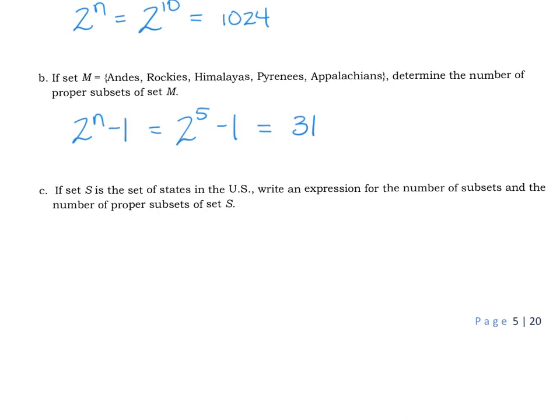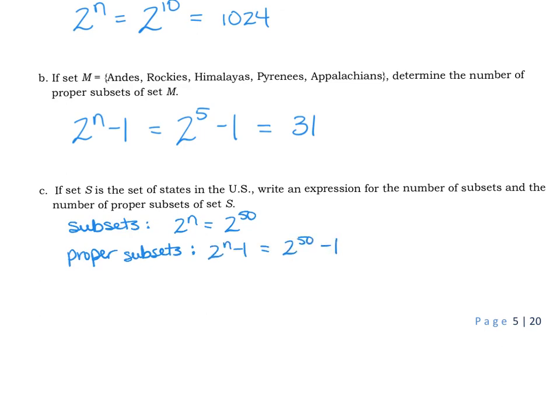And then finally, if S is the number of states in the U.S., write an expression for the number of subsets and the number of proper subsets. So the number of subsets, again, is 2 to the n, and in this case there are 50 states, so that would be 2 to the 50th power. For proper subsets, it's 2 to the n minus 1. So again, 50 states, take away 1. And it just is an expression. Your calculator will go into overload. It won't want to calculate a number quite that large. So we'll just leave it as 2 to the 50th and 2 to the 50th minus 1.